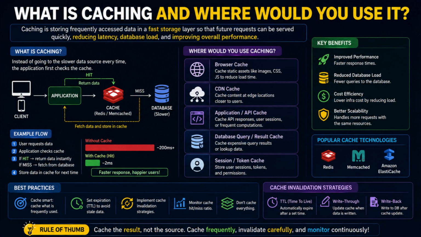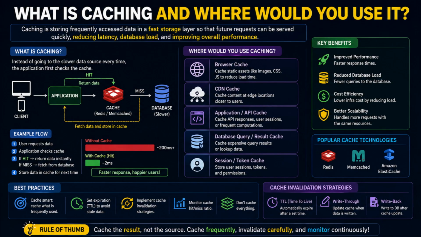What is caching, and where would you use it? Caching means storing frequently accessed data in a fast storage layer, so future requests can be served much faster. Instead of querying the database every time, the application first checks the cache. If there's a cache hit, the data is returned immediately. If there's a cache miss, the application fetches the data from the database and stores it in the cache for next time.